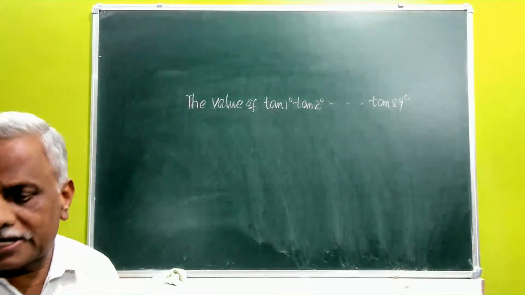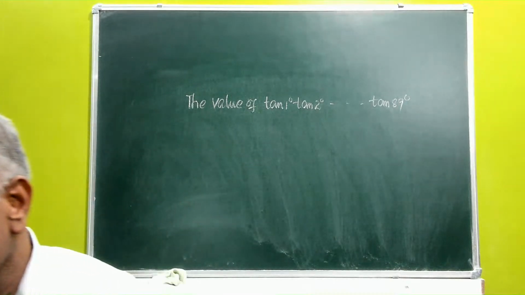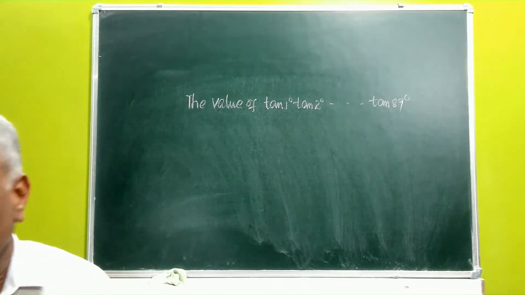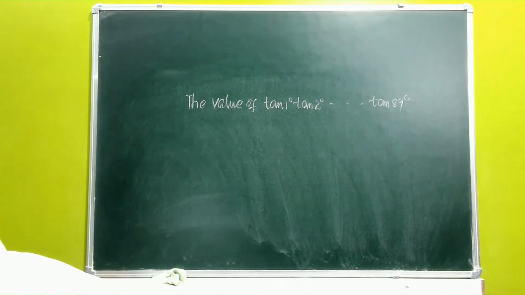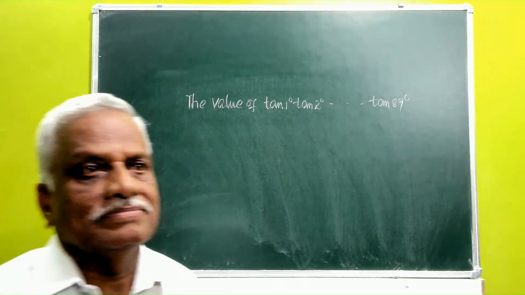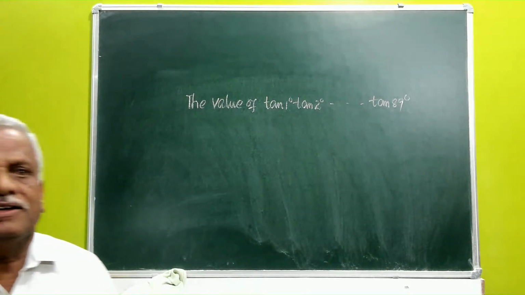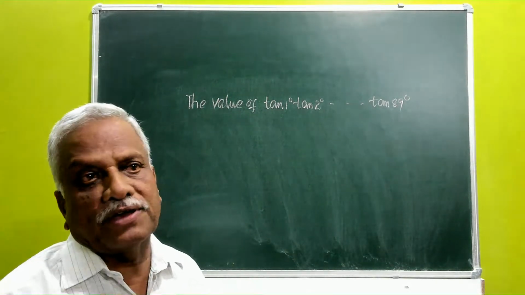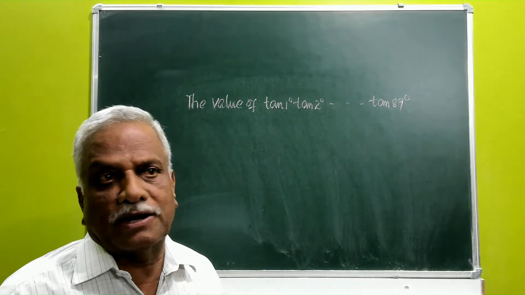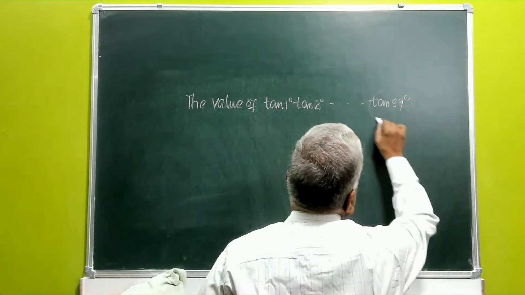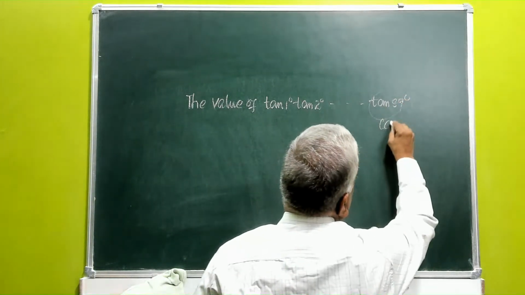See, this problem has been repeated a number of times. So you can write the answer without even working the problem. You can remember it, but let me work it. In case the same problem is repeated, you can take it from memory, as a problem of memory. See, what we do is, tan 89 degrees is nothing but cot 1 degree.